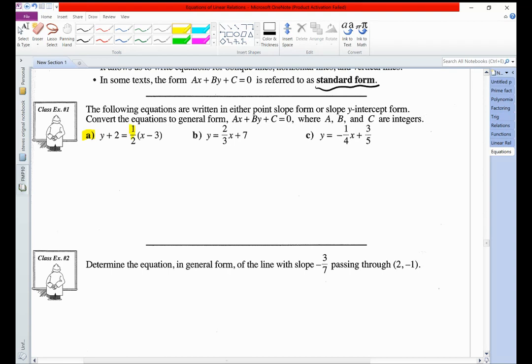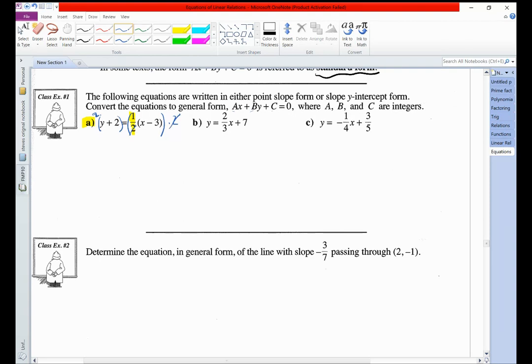So if we look at the first equation here, the hard part with this one is we have this fraction here. So what you can do is you can end up grouping this whole side together and multiply by 2. And what you do to one side, you have to do to the other side. So if we wanted to convert this into ax plus by plus c equals 0, and we want a, b, and c to be integers, we have to get rid of the fraction, right? We don't want fractions.